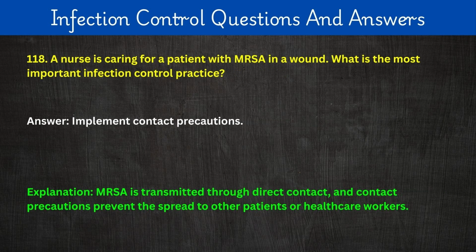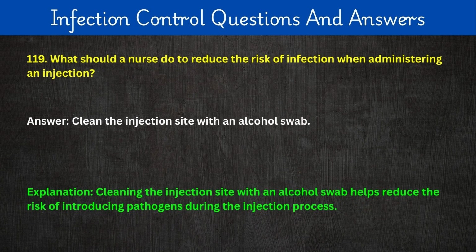A nurse is caring for a patient with MRSA and a wound. What is the most important infection control practice? Answer: implement contact precautions. Explanation: MRSA is transmitted through direct contact, and contact precautions prevent the spread to other patients or healthcare workers.